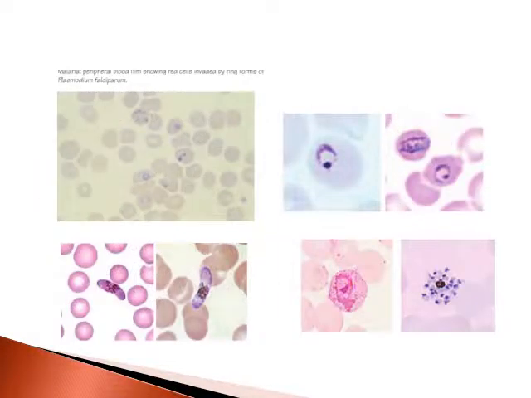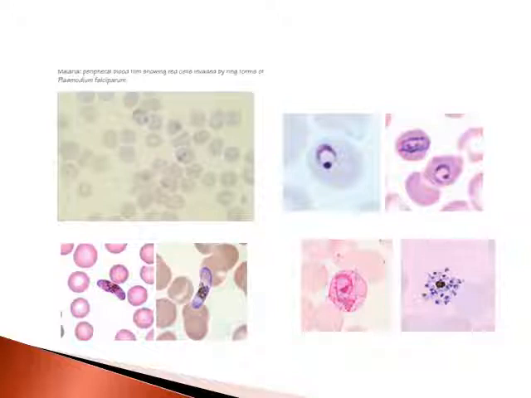We'll see later. Here are some blood films showing malarial parasites. We can see them inside the RBCs. Here is Plasmodium vivax and Plasmodium malariae. The ring stage is very big, while it is very small in Plasmodium falciparum. Here is the characteristic band-shaped trophozoite of Plasmodium malariae.